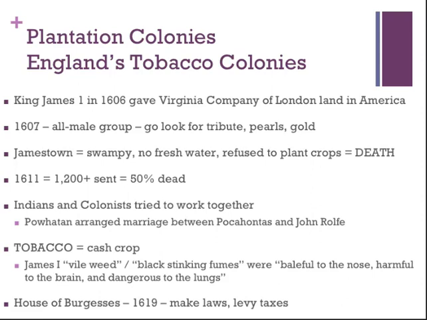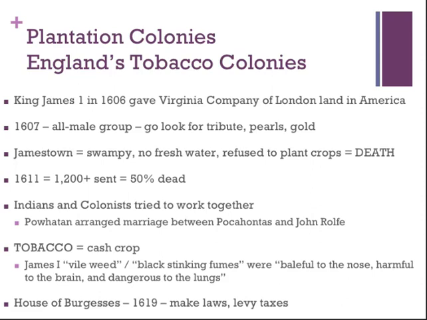1611, we have 1,200 sent to the Americas. 50% of them die. You have the Indians and the colonists. They're trying to work together. One instance of that is you have Powhatan. The Powhatan Indians, they arranged a marriage between their daughter Pocahontas and John Rolfe. So if you've ever seen the Disney movie, you might have a little bit of background on that.